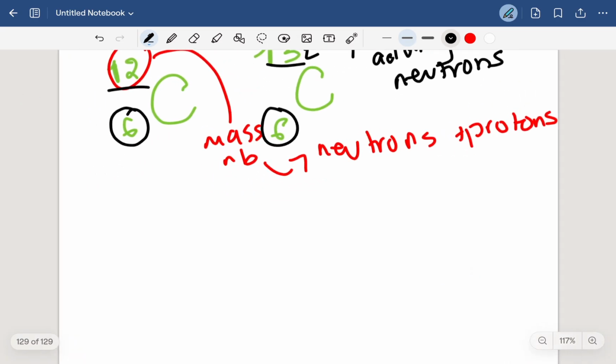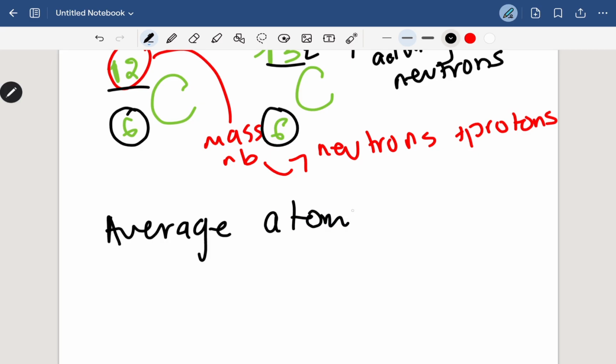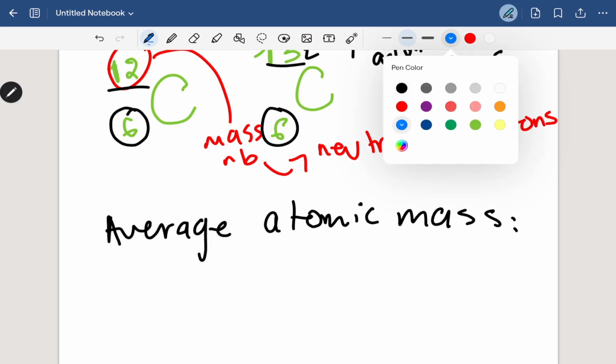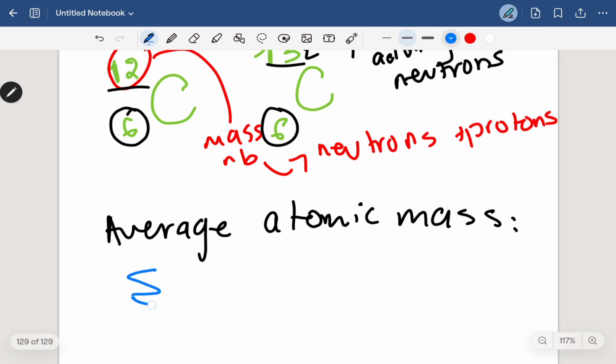Okay? So after isotopes, we move on to a calculation part. The calculation part is not so much. So what we need to calculate is the average atomic mass. Now to calculate the average atomic mass, we have to memorize an equation, which is, if you want, the sum. This is the sigma notation.